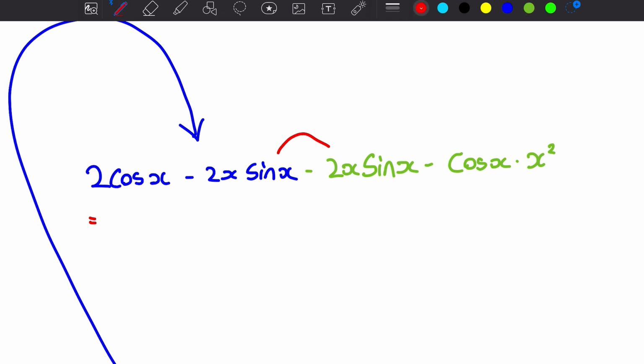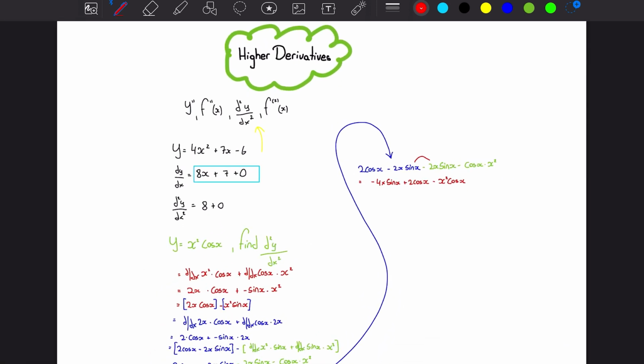So it's going to be equal to, we'll say it's equal to minus 4x sine x plus 2 cos x minus x squared cos x. And that is just the answer. So this video is very short, but I hope you learned something from it. You just take the derivative of the first derivative. It's not that hard. So I hope you're able to understand that.